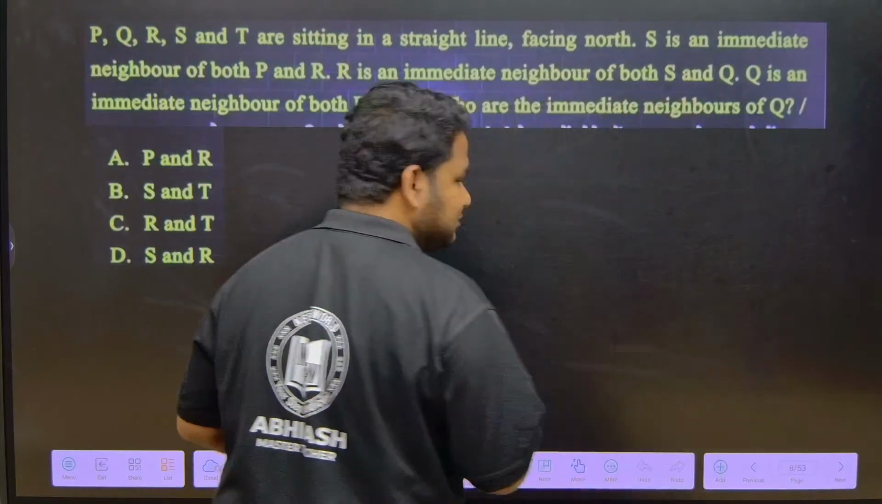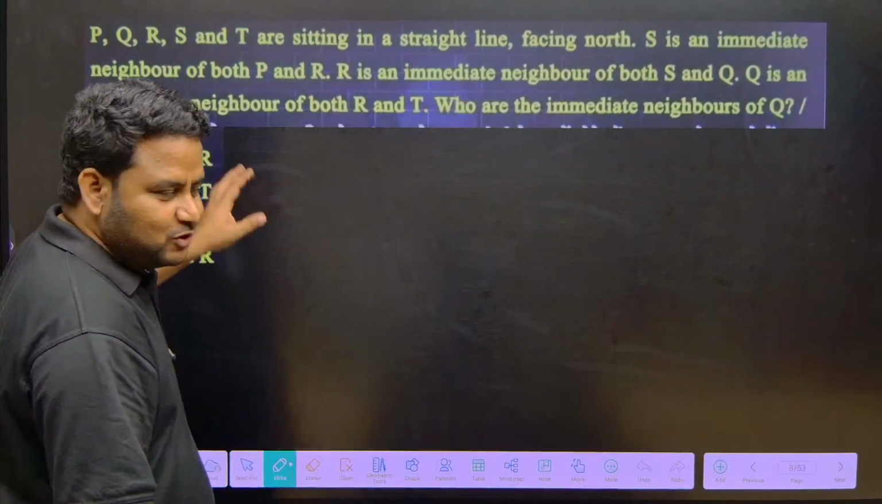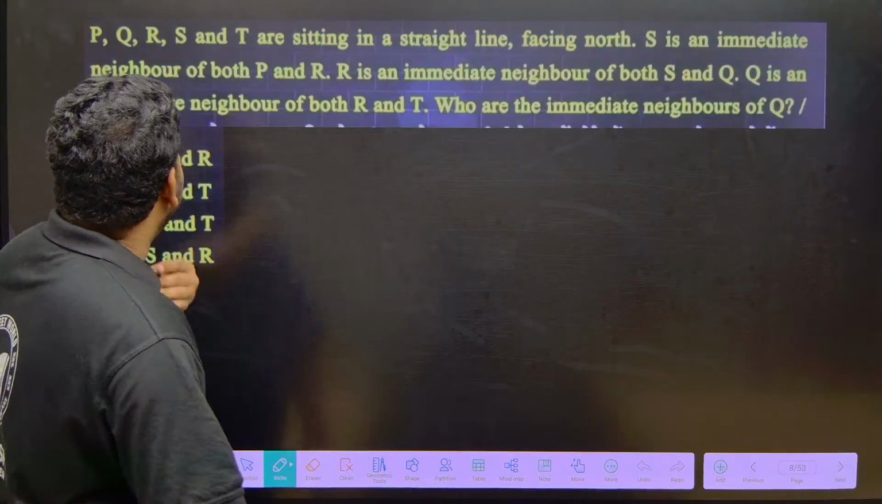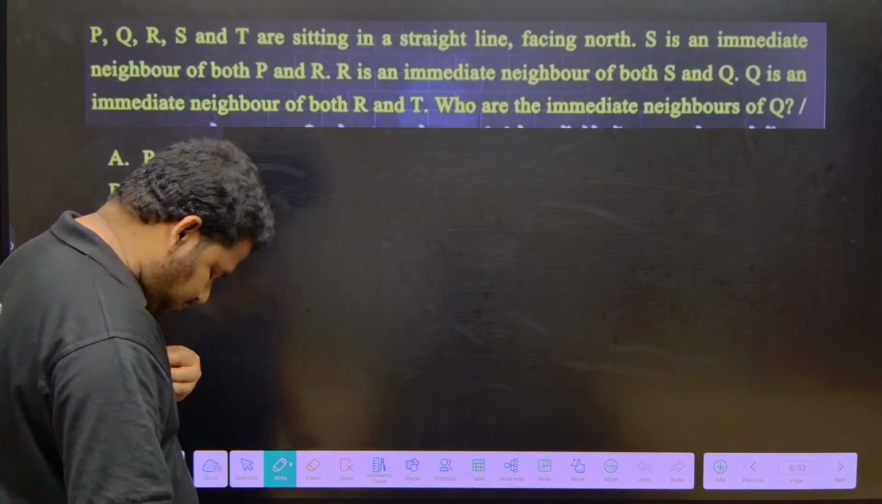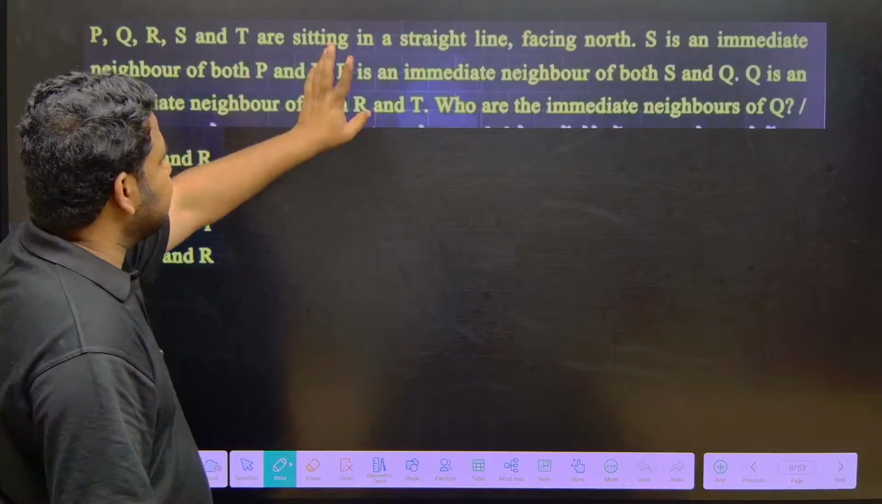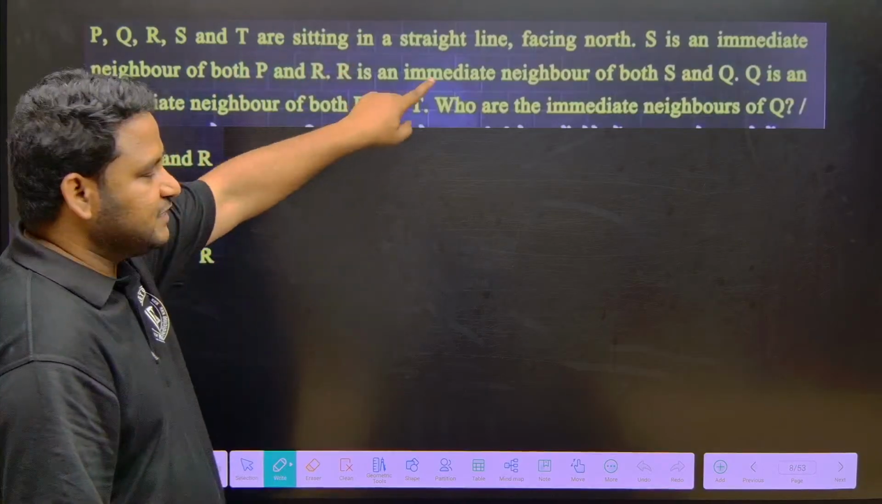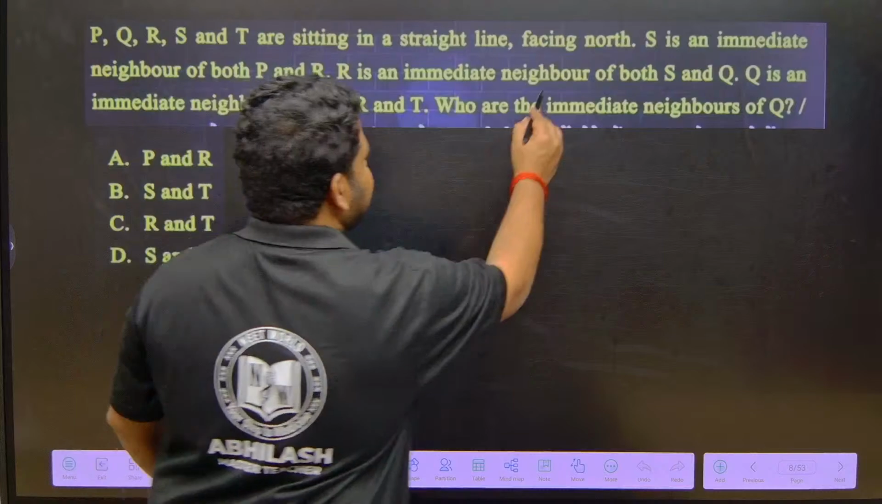Questions not there? Okay, questions are there, thankfully. See, so what is the question that they have given? P, Q, R, S, T sitting in a straight line. They are telling what? Facing north. The most important word is that they are facing north.